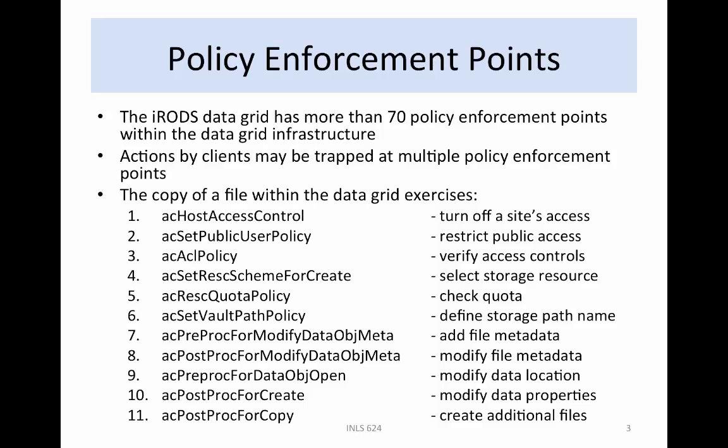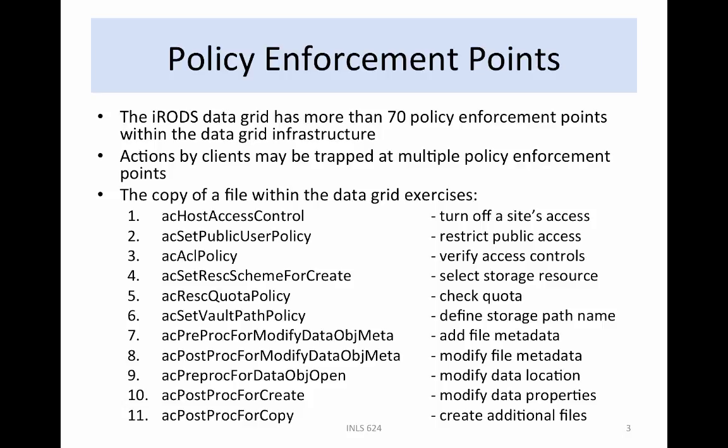Within the data grid middleware, there are specific points in the code where actions can be trapped. When the policy enforcement point is reached, the data grid consults a rule base to find a rule that can control the action. The rule is executed through the iRODS rule engine. When the rule completes, control returns to the data grid middleware. This means that the control mechanisms are separated from the code that does the operations. Control over the operations can be dynamically changed by updating the rules in the database.